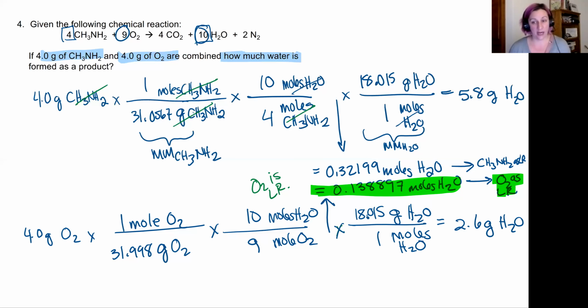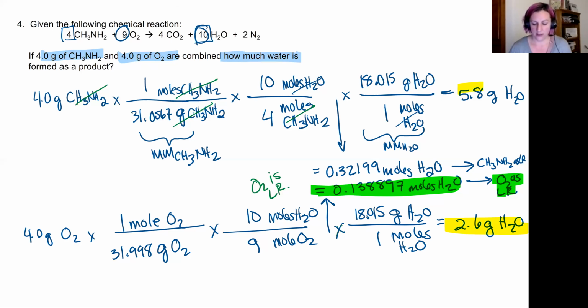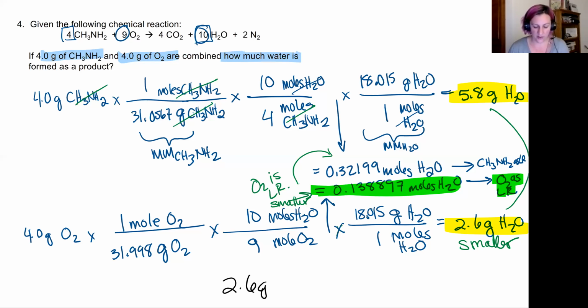And if I was going to compare this one, I would compare it to the 5.8 grams of water I calculated from the methylamine. And when I compare those, the one that comes from oxygen is smaller. And so this is smaller here when compared to this one. And this one right here is smaller for my moles when compared to the moles of water that are produced from methylamine. So that means my final answer is 2.6 grams of water are produced.